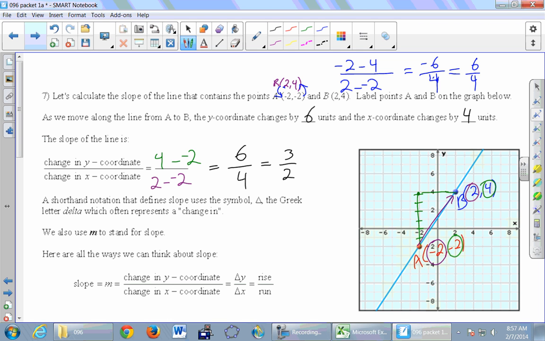Okay, a little bit of shorthand. Let's go to Ryan. Ryan, a shorthand? Shorthand notation, that's slope is simple.